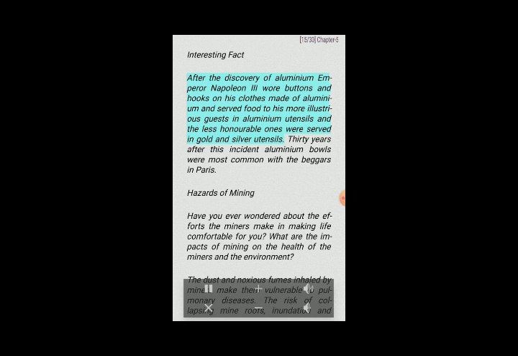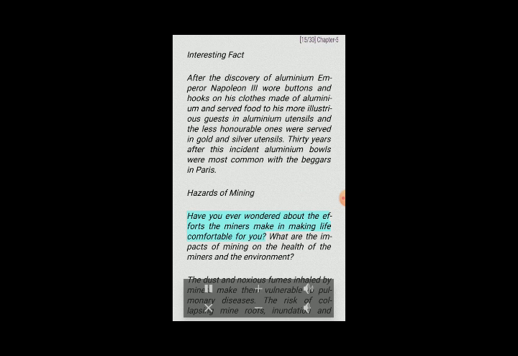Interesting fact. After the discovery of aluminium, Emperor Napoleon III wore buttons and hooks on his clothes made of aluminium and served food to his more illustrious guests in aluminium utensils, and the less honorable ones were served in gold and silver utensils. 30 years after this incident, aluminium bowls were most common with the beggars in Paris.